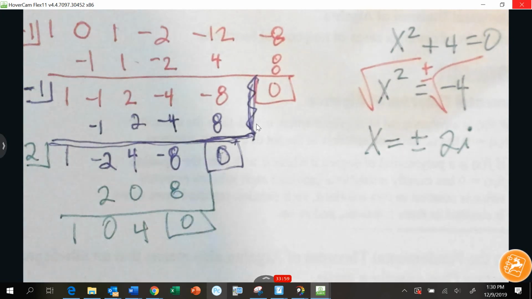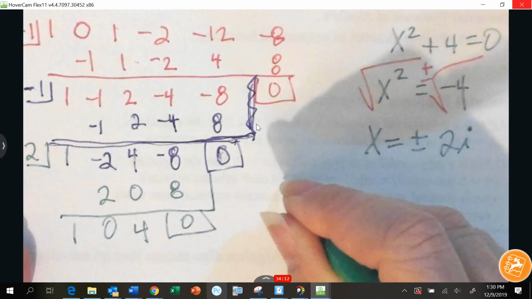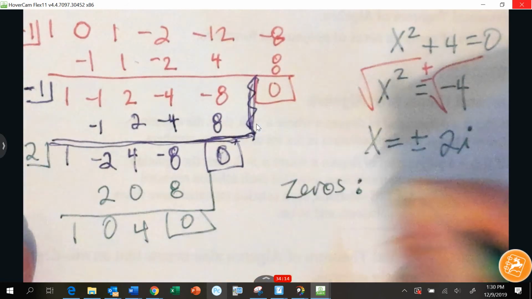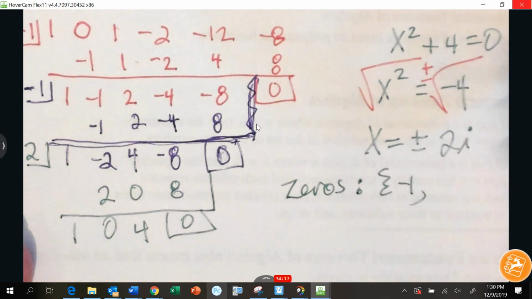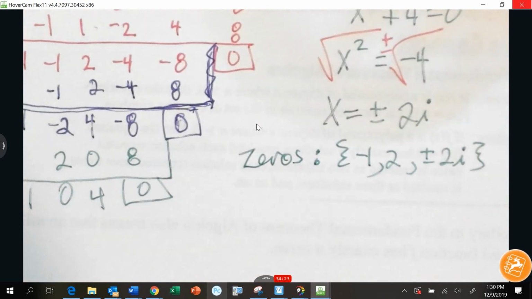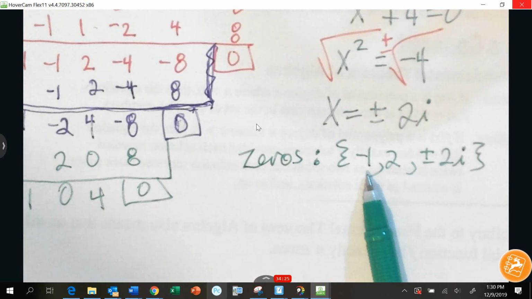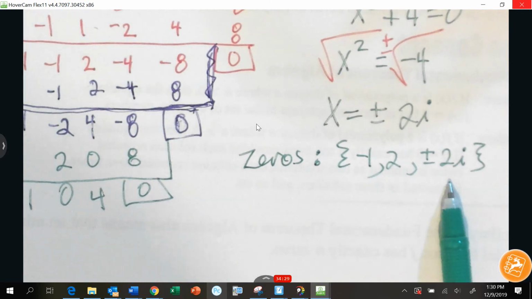So it says find any zeros, repeated solution. What I'm going to do is show you what the zeros would look like and what the factors would look like. It doesn't really say write it in factor form, but I'm just combining some stuff. So the zeros are -1, 2, and plus minus 2i. Remember that -1 happens twice, but you don't have to write it twice. And plus minus 2i doesn't show up on the graph.